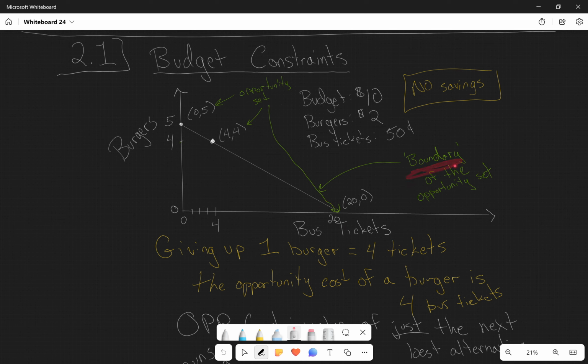Those are all feasible and efficient, right? When they're at the end, when they're on the boundary like this, they are what we call feasible, they're obtainable, and they're also efficient, meaning we're not leaving anything on the table.